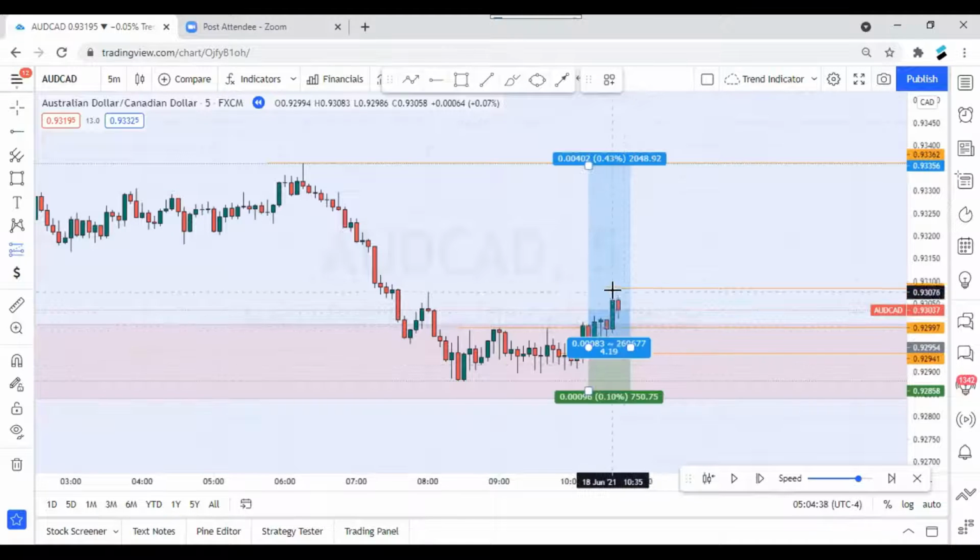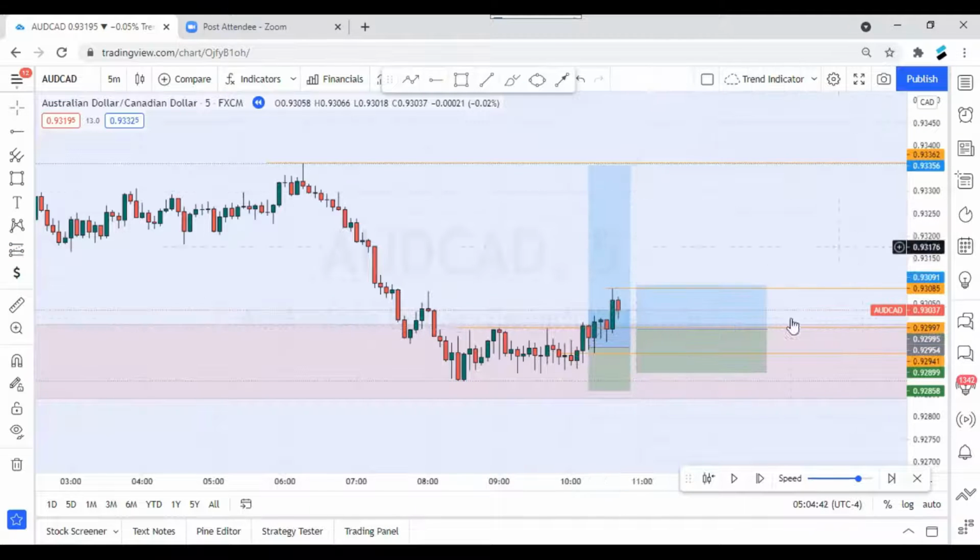Or 50% of this range, which is around that 50%. Right, 50% of the high and the low, the range. This is the high. This is the low. So 50% is around this area. Okay, so we put our buy limit here and see whether price comes down.